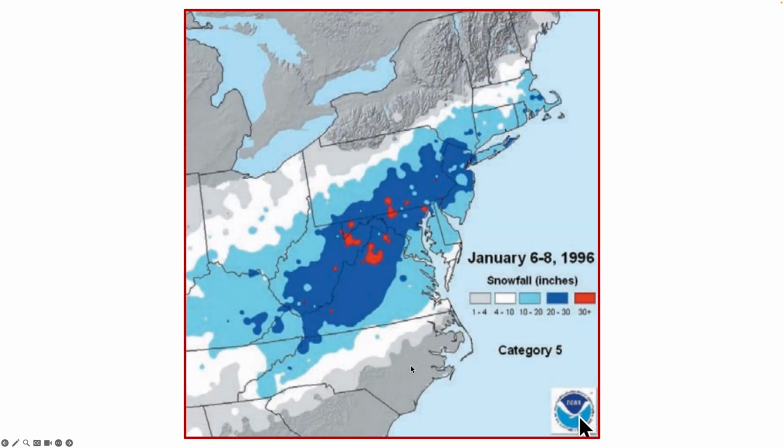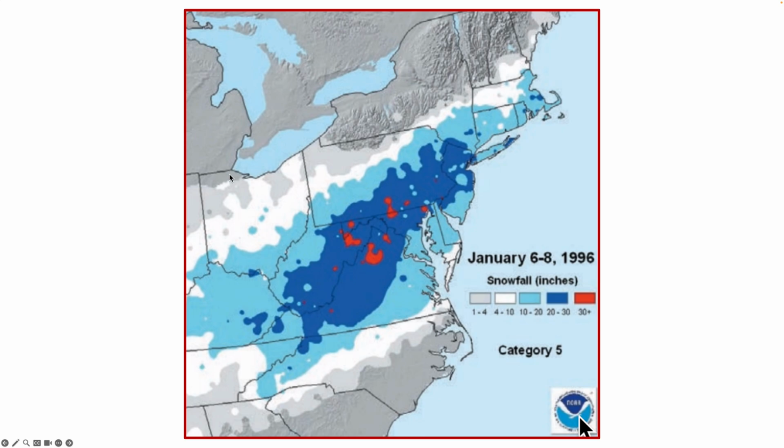Here's another example of a Category 5 storm. This one hit the Ohio Valley and the Mid-Atlantic, and this was from January 6th through 8th of 1996. In this case, you can see a lot of areas with 30-plus inches in West Virginia, Northern Virginia, and all the way through southern Pennsylvania. This one actually missed New England and upstate New York.